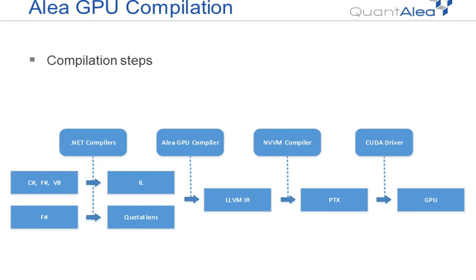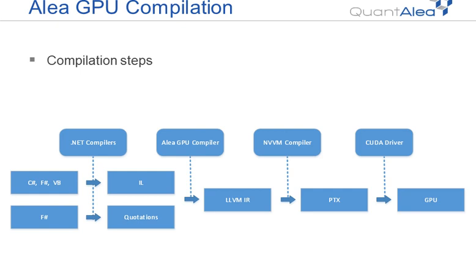The quotation-based compiler is very powerful because it allowed us to integrate CUDA very nicely in F# as an internal domain-specific language. For the IL compilation scheme, we had to use some class infrastructure so that we could write kernels. You will see that in the examples later on. So that's the compilation process of Alea GPU.